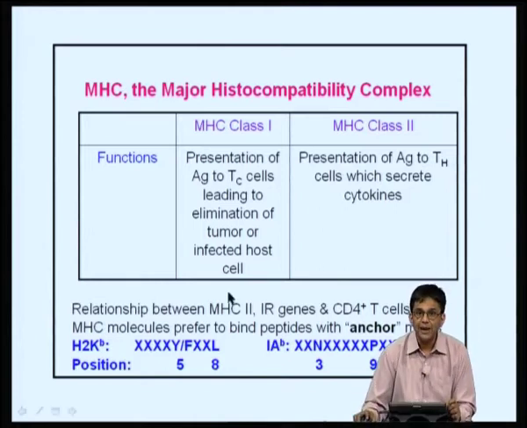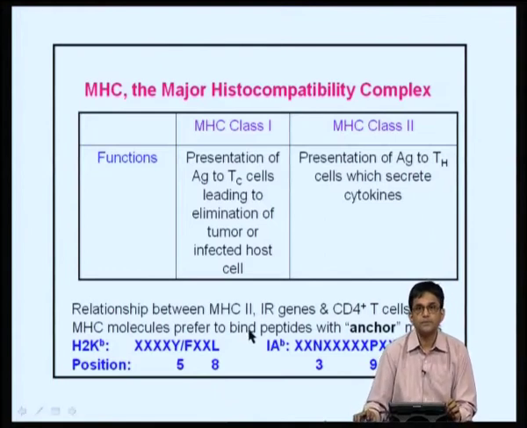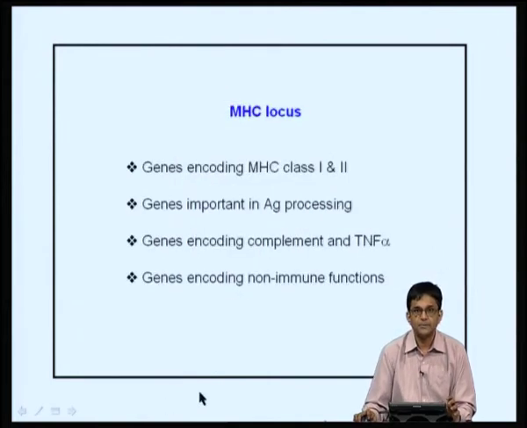So even though you can have variations in the amino acids in other regions, you have these anchor residues, which ensure that the peptide binds strongly to MHC molecules. So anchor residues are important in that respect.